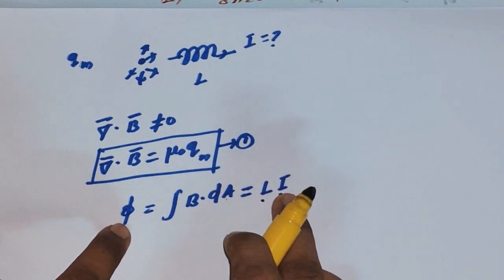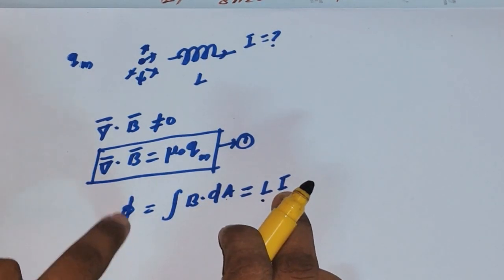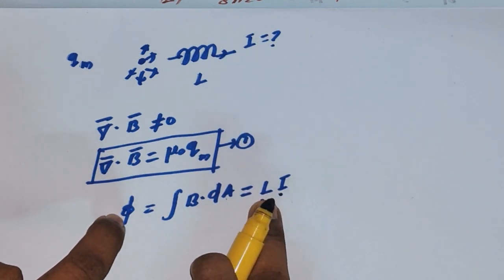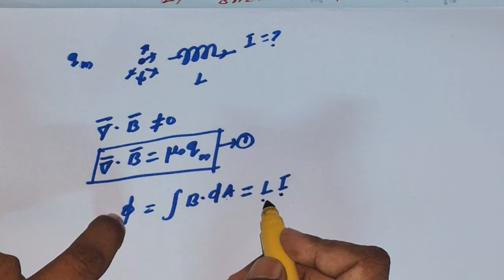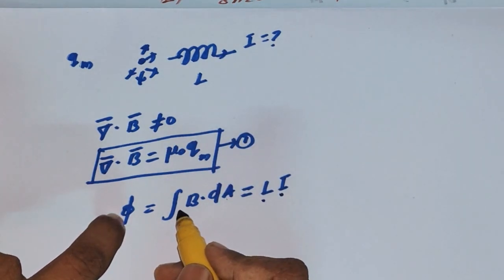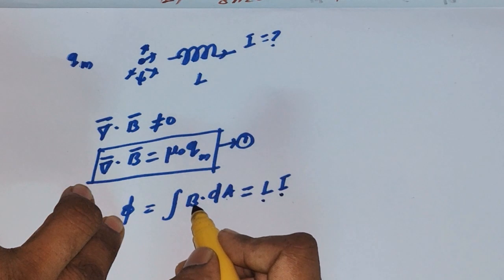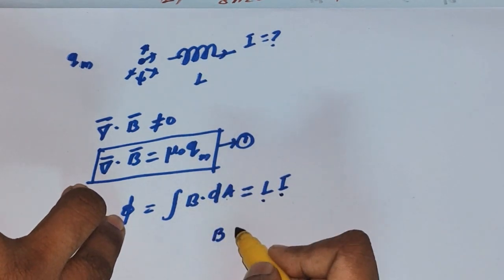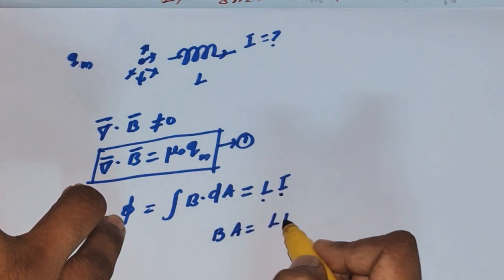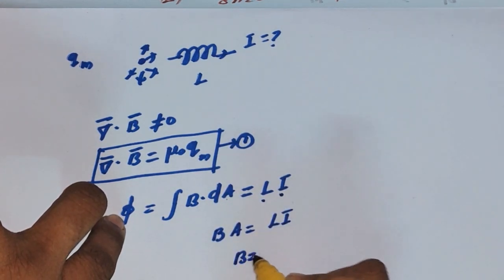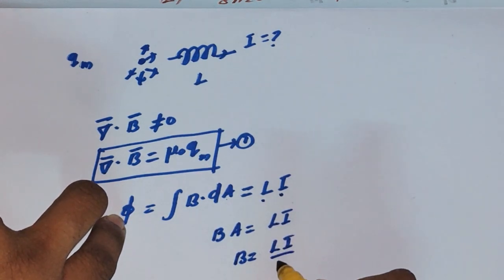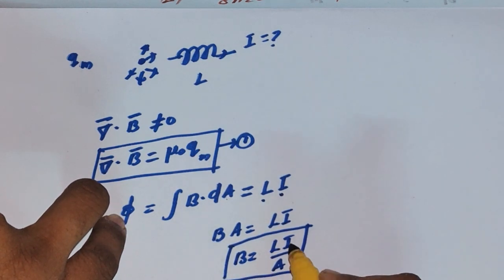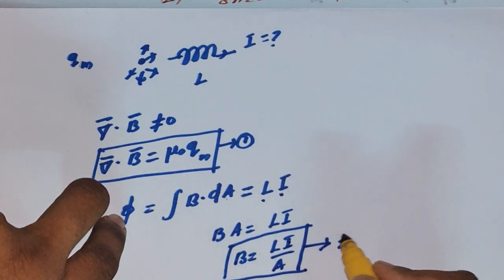So in general, the flux is proportional to the induced current. If the flux is high, then the current is high. The proportionality constant is called the self inductance L. If B is constant, you can take it out, and integrating gives the area, which equals L times I. So in general, B equals L times I divided by area. This is the amount of magnetic field inducing the current. This is the second equation.